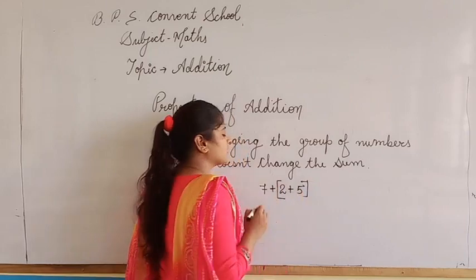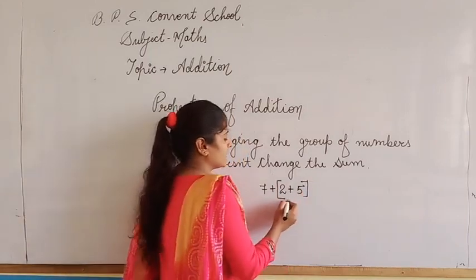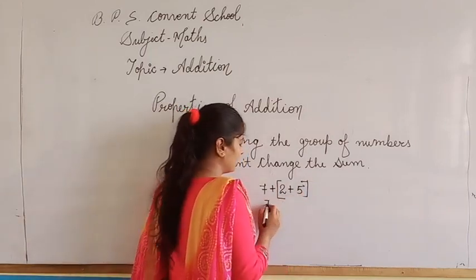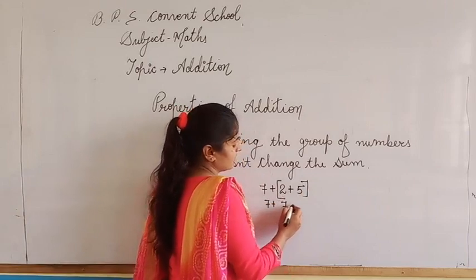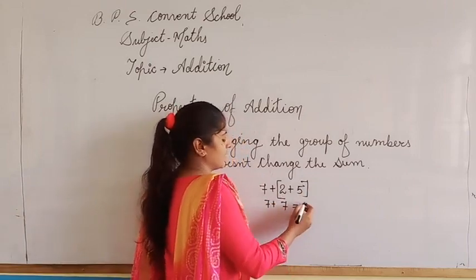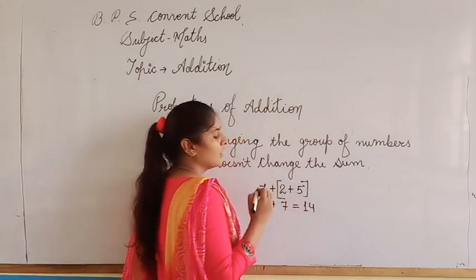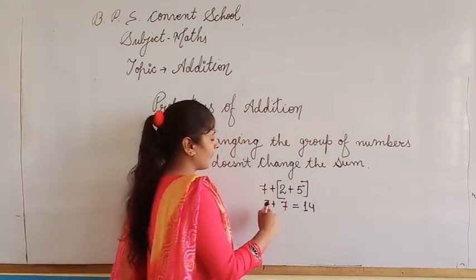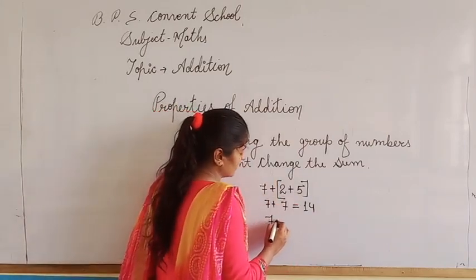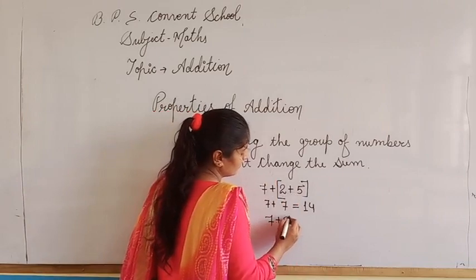2 plus 5 is a different group. First we add 2 plus 5, we get 7 plus 7. When we add 7 plus 7 we get 14.